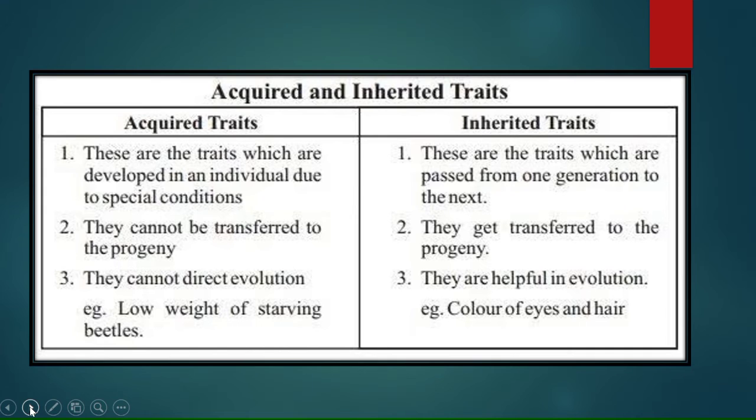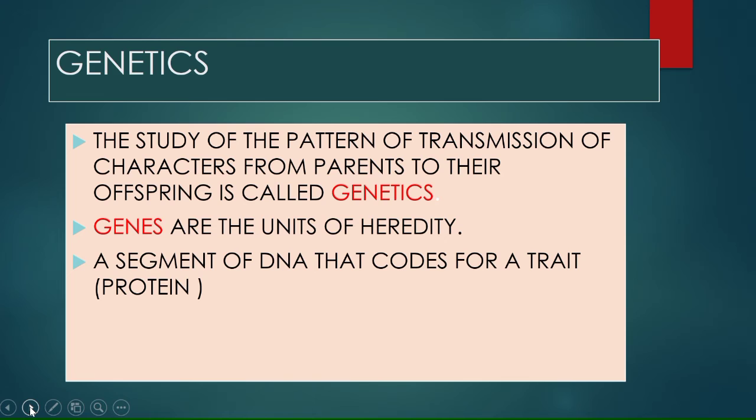Now, the difference between acquired and inherited traits. Acquired traits are traits which are developed in an individual due to special conditions. They cannot be transferred to the progeny. They cannot direct evolution. Example, low weight of starving beetles. Inherited traits are traits which are passed from one generation to the next. They are transferred to the progeny. They are helpful in evolution. Example, color of eyes and hair.